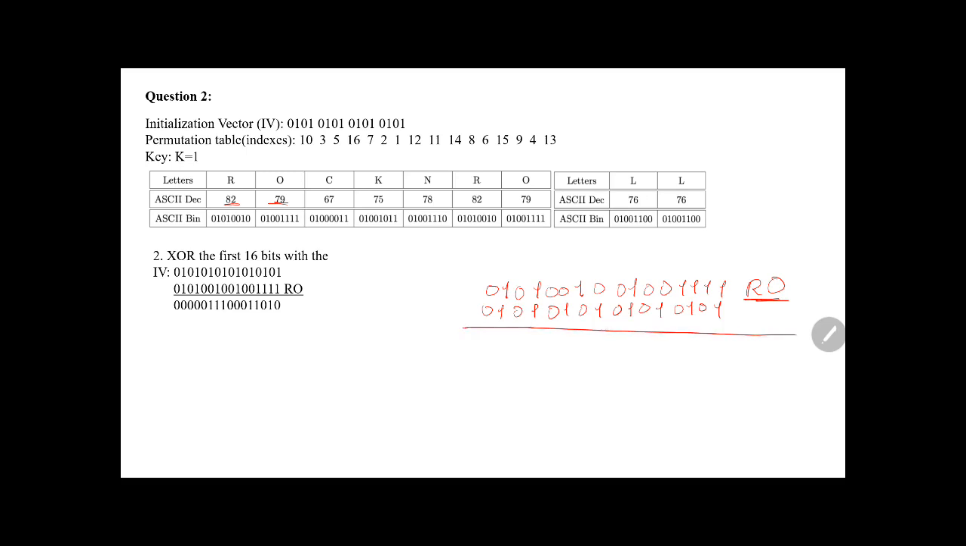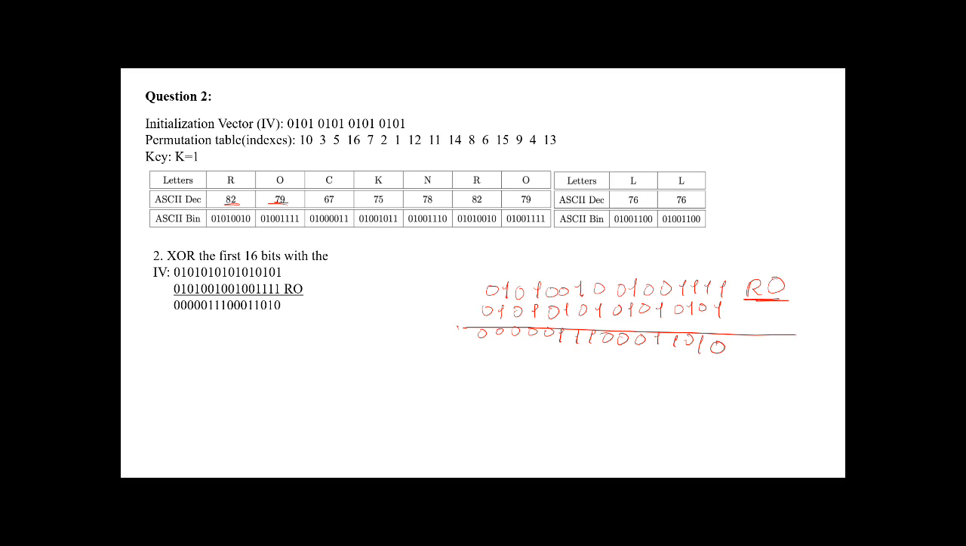So 1 XORed 1 is 0, 1 XORed 0 is 1, 1, 1, 0, 1, 0, 1, 1, 0, 1, 0, 0, 0, 1, 1, 0, 0, 0 XORed 0 is 0, 0 XORed 1 is 1, 1, 1, 0, 0, 0, 0, 0. So this is what we end up with after XORing the initialization vector and the values RO.